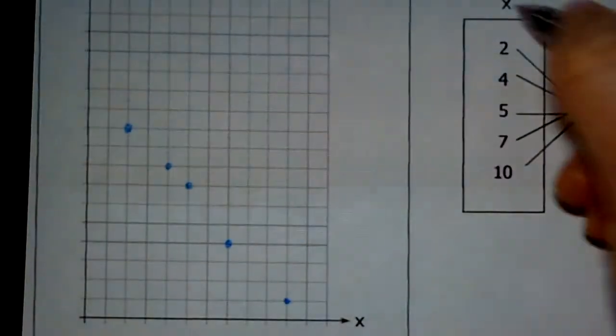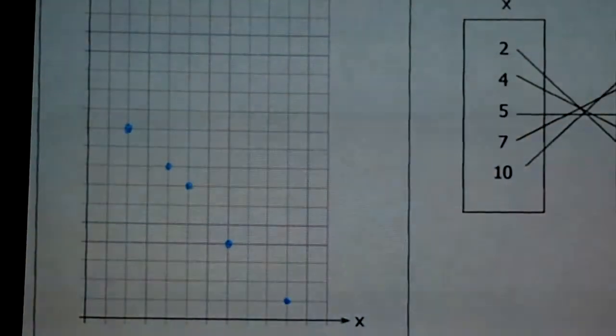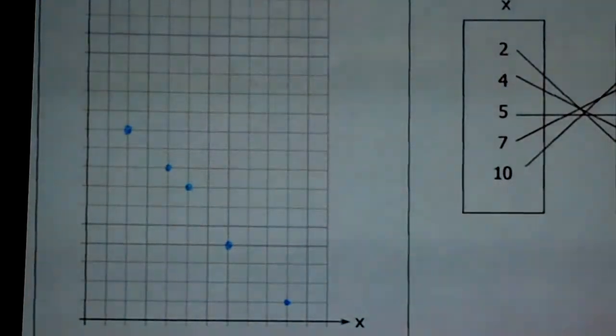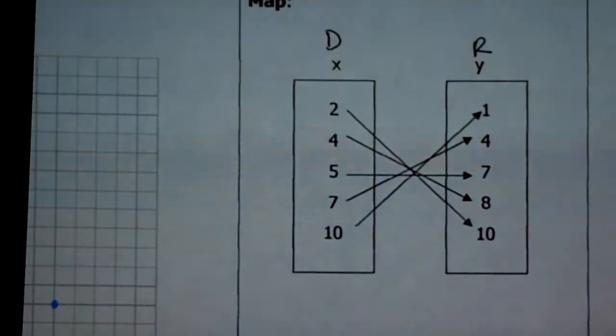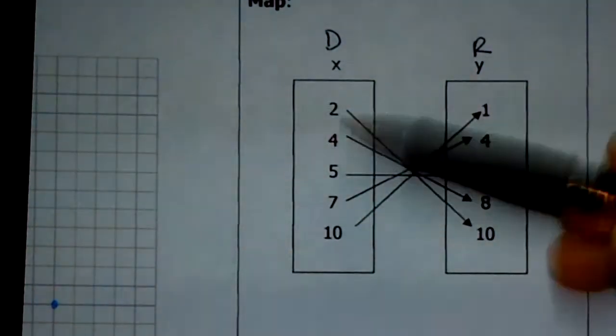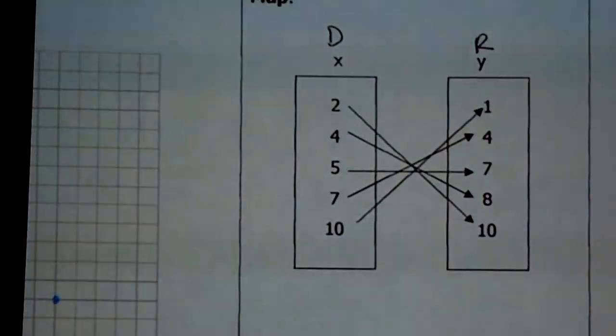Same thing if you're looking at a map. The x values are your domain. The y values are your range. Actually, as much as I don't like the map, that probably would have been a little bit easier, right? Because look at, they're all in order for us.